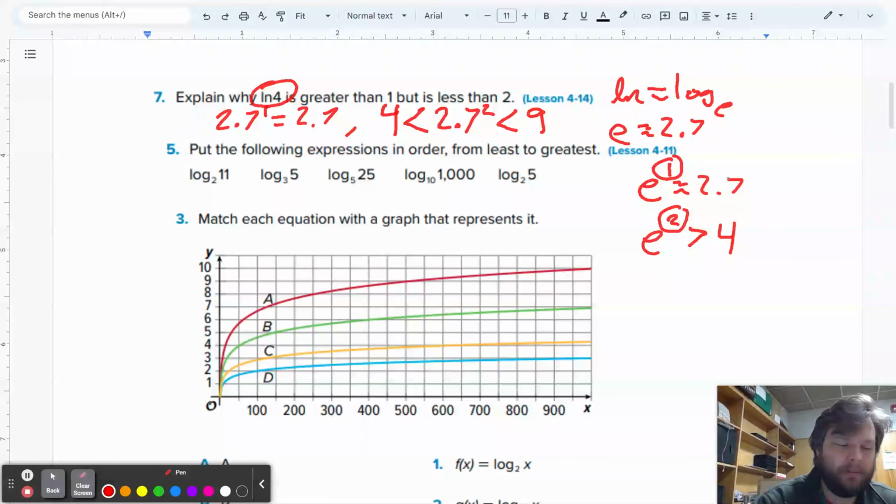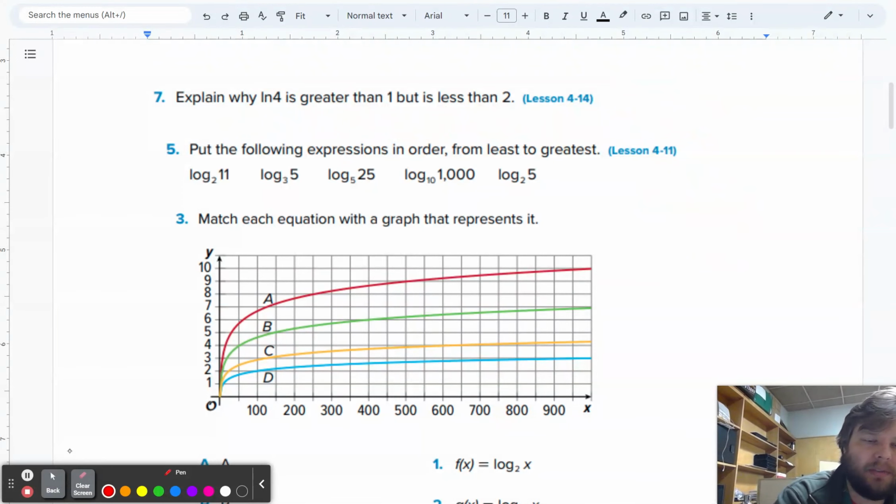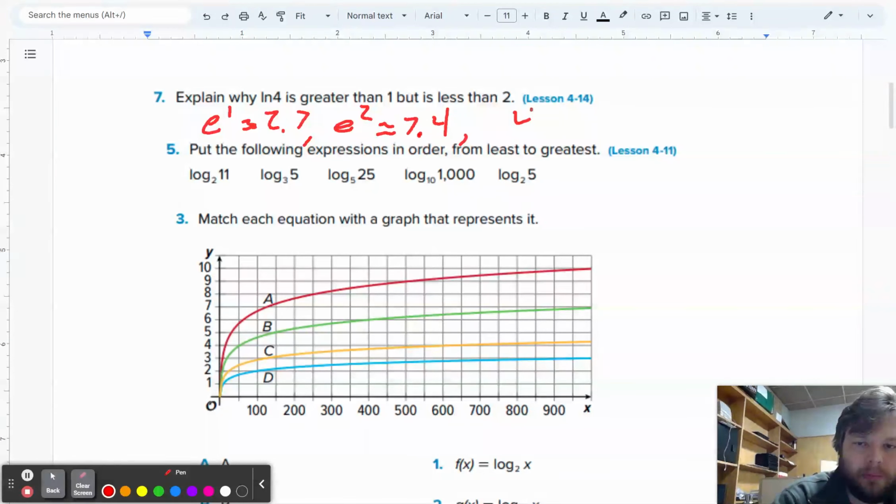You're also welcome to use a calculator and get e to the second power. And this might be a little bit more of a clear way to explain this. e to the first power is about 2.7. e to the second power is about 7.4. And 4 is in between, not equal to, in between 2.7 and 7.4. That's fine.